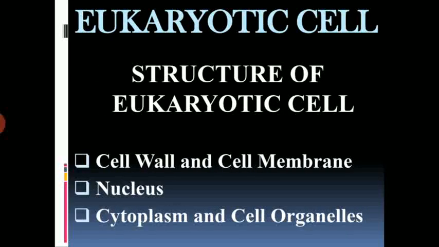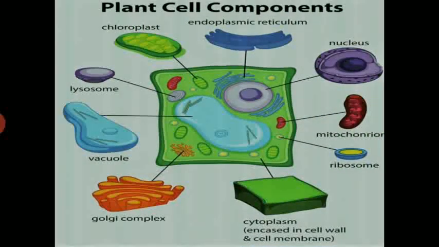So when we talk about eukaryotic cell, for simplification, we can classify the cells into three parts. First is cell wall and cell membrane. Second is nucleus. And third is cytoplasm and cell organelles. This is a diagrammatic representation of plant cell and its components. So you can see the boundary is basically there in plant cell. It consists of a nucleus, it consists of mitochondria, endoplasmic reticulum, vacuole, lysosome, and organelles like that. So a cell consists of all these various components.